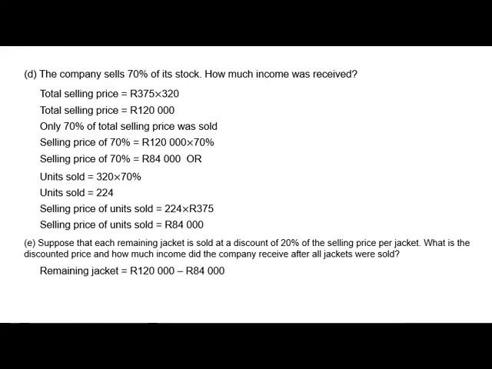Actually, I want to start with the other method because I think that one makes a bit more sense. Simply take the remaining jackets, which will be 320 minus 224, and multiply that value by 80% of the selling price. The selling price is 375, so 80% of 375. You'll multiply the two to determine the total income that was earned.